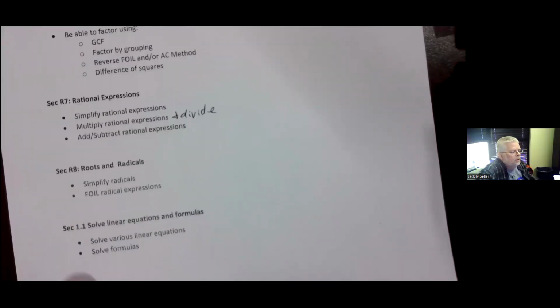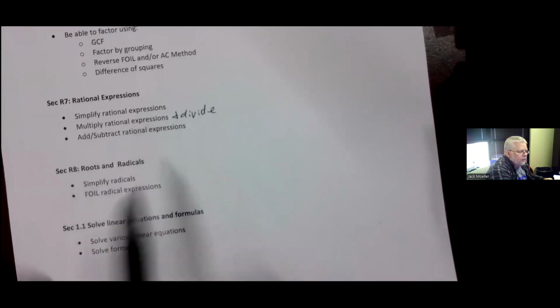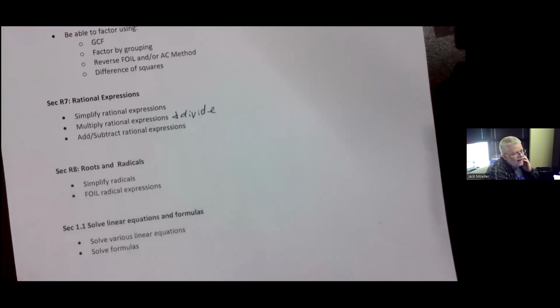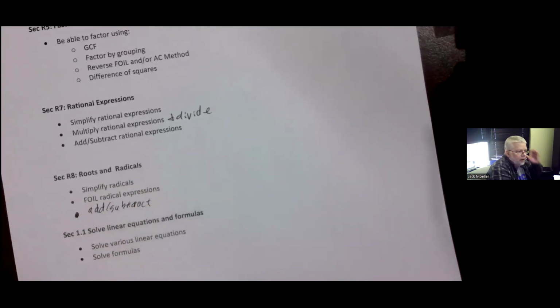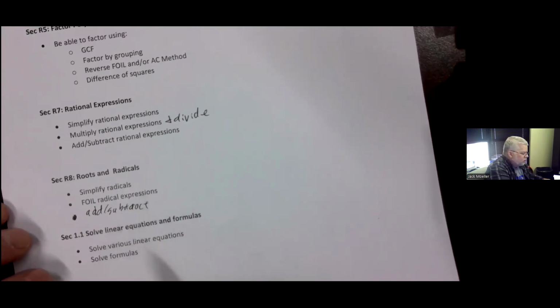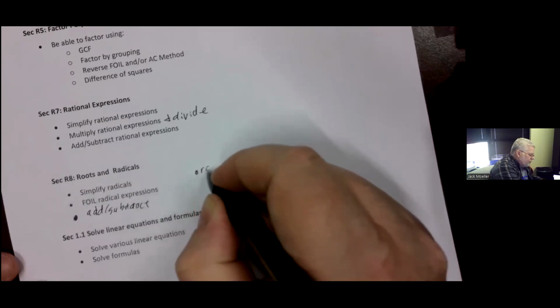Real quick, let's look at our objectives for today. Simplifying radicals is what we're going to spend most of our time on. Foiling radical expressions, and again, I use FOIL and multiply interchangeably. I do notice that I've left off add and subtract. Of course, we're going to add and subtract these radical expressions. Those last two are more of the pre-calculus sort of stuff. And then, rationalizing denominators.